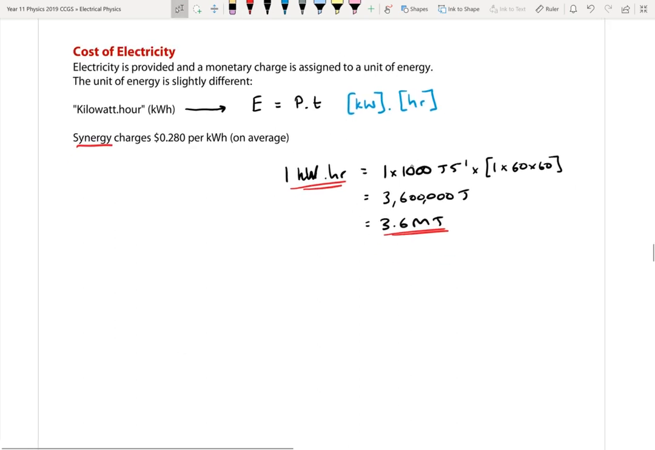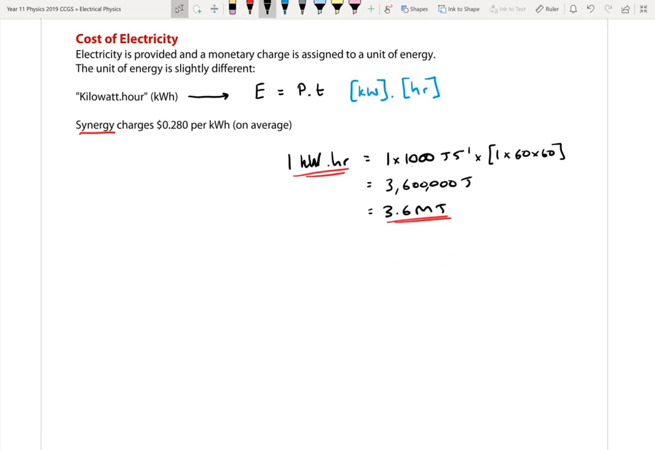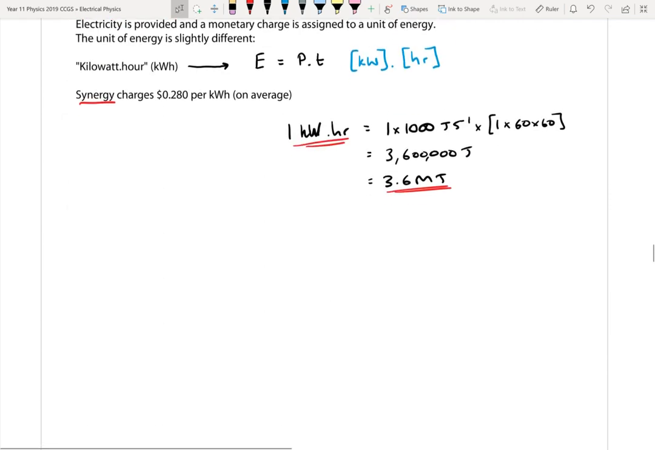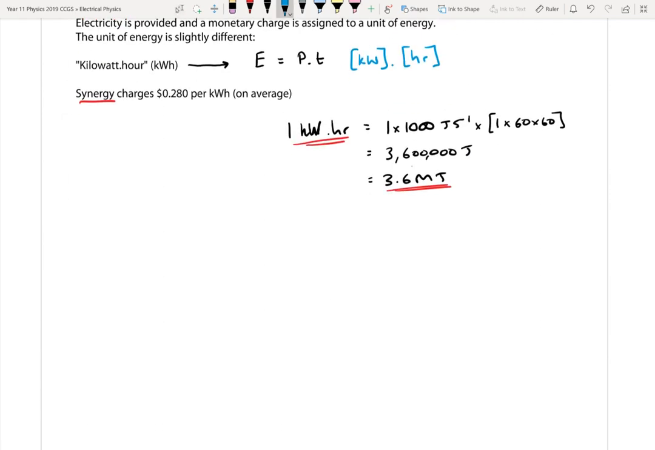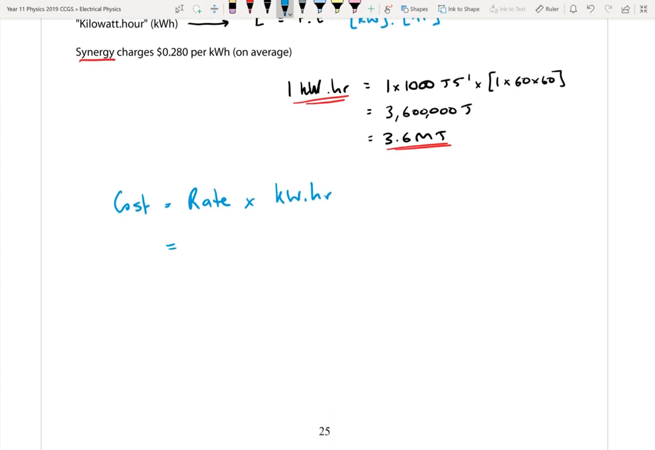hour that is used. Okay, so the cost, there's an equation for cost. If we could just write it down here, the cost is going to be equal to the rate multiplied by our kilowatt hour. Okay, so we can also just have rate multiplied by power multiplied by time. So we just have a very simple equation. We're multiplying everything together: power, time, and the rate.